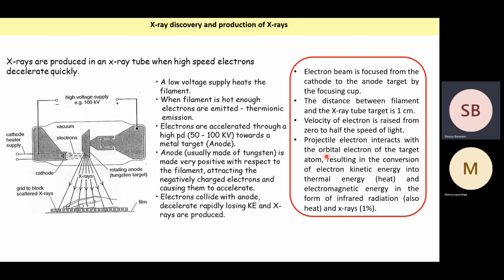Again, if you see here, the projectile electron, which was released by the filament, interacts with the orbital electron of the target atom. So it strikes the atoms of this anode, and this electron kinetic energy is converted. Some of it is converted into X-rays, only around 1%. And the rest is released as heat or in the form of IR radiation. So the huge amount of kinetic energy that the electron gains while accelerating, only 1% of that is converted into X-rays.